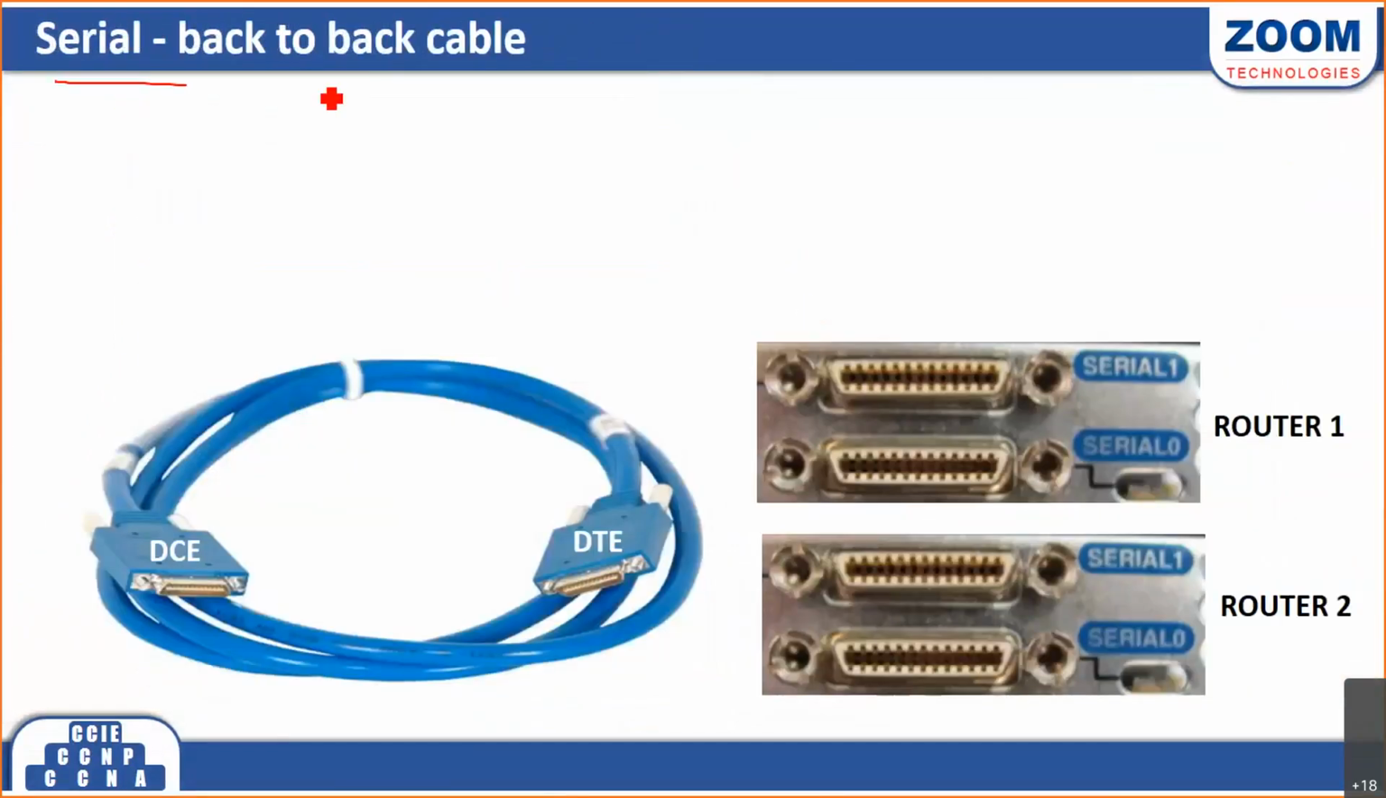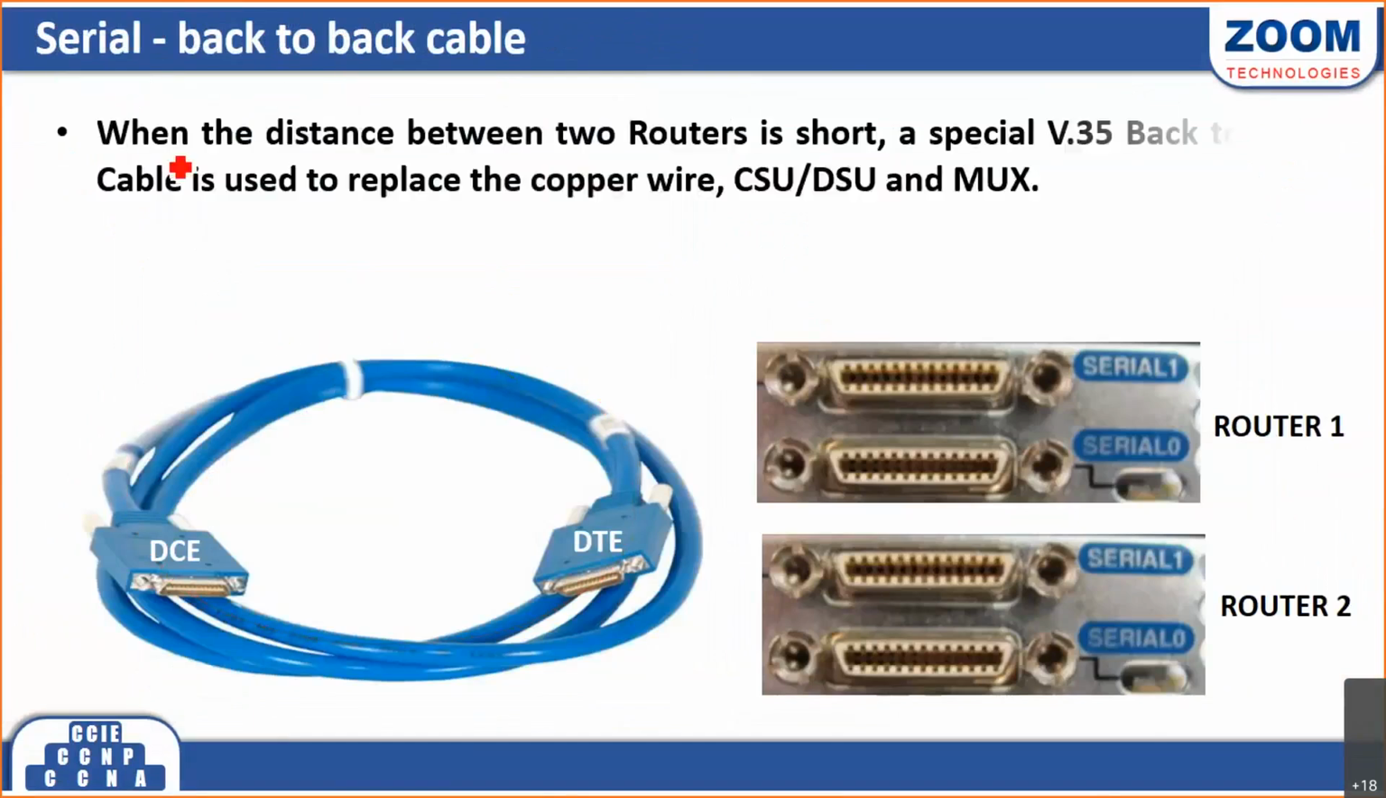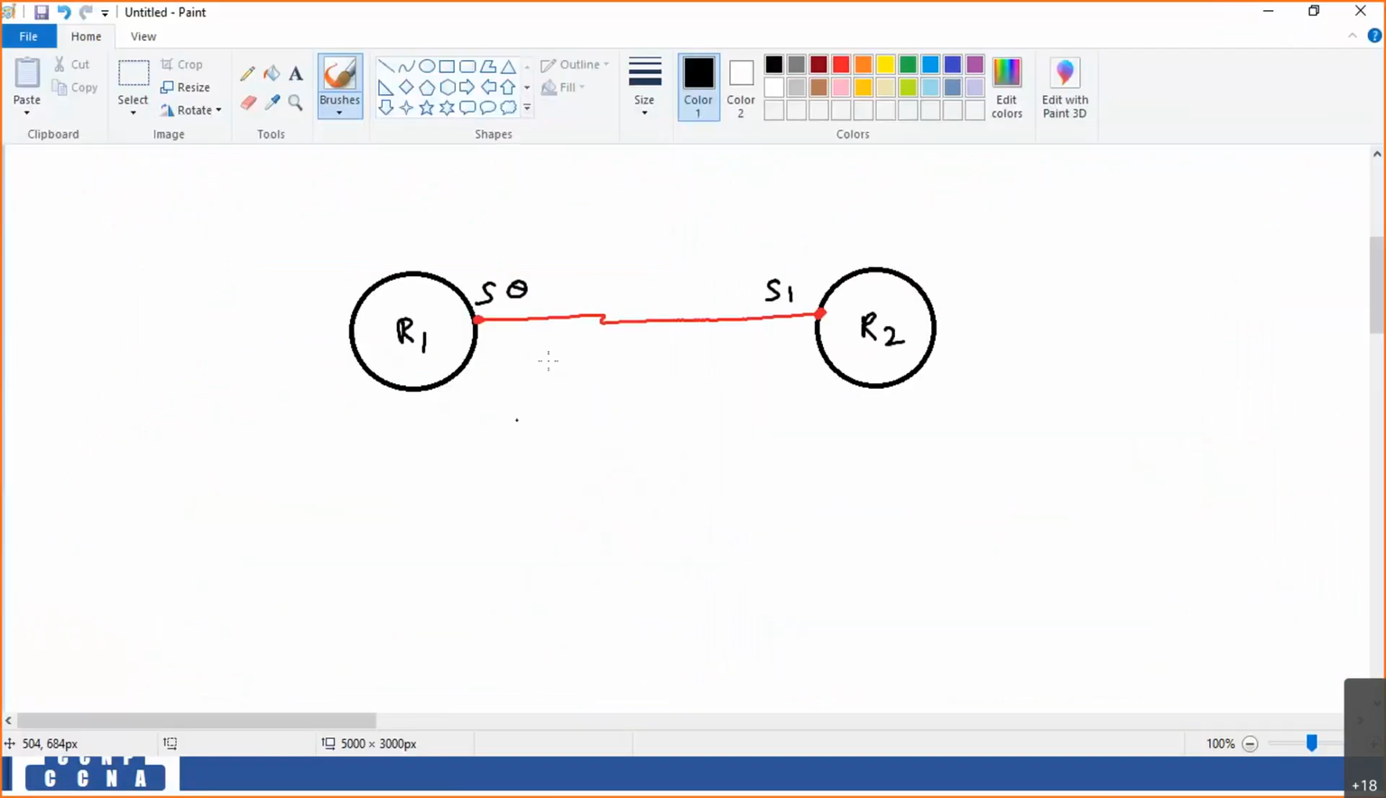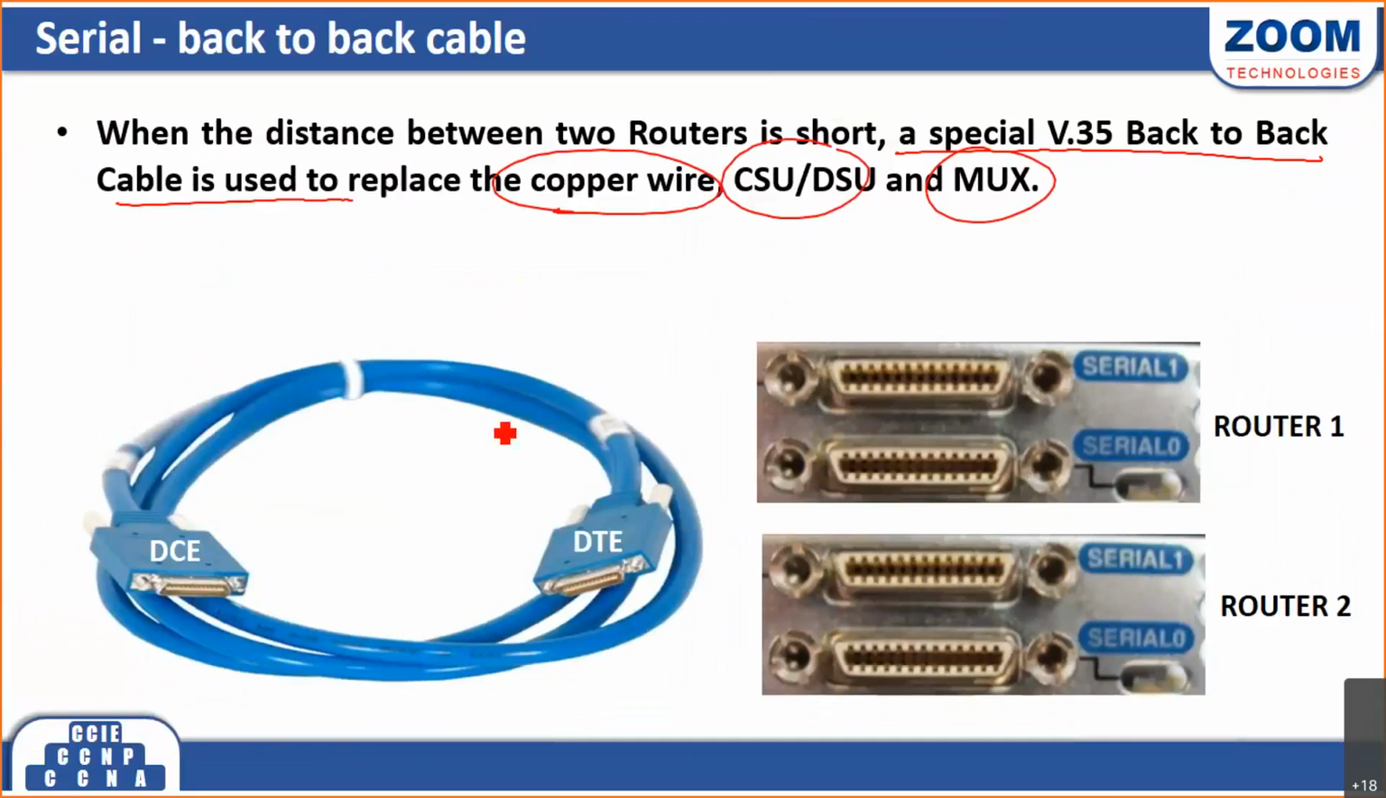See, this is the serial back-to-back cable. When the distance between two routers is short, a special V35 back-to-back cable is used to replace copper wire, modems, and mux. If we use this cable, which is master and which is slave is predefined; the cable itself is predefined. One end is a DCE, predefined, and the other end is a DTE, already defined. Where we connect them depends upon you.